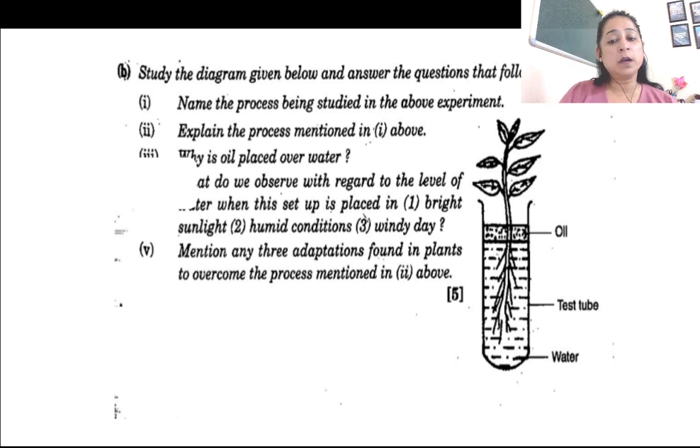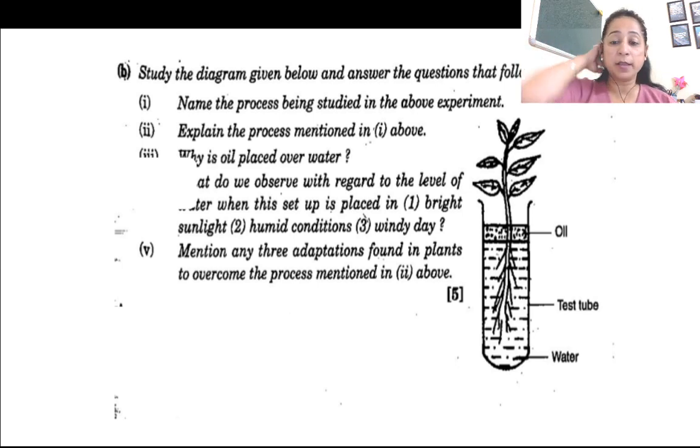Then what do we observe with regard to the level of water in the setup when it is placed in bright sunlight, humid condition and on a windy day? Now in your book these three conditions are mentioned, that is, what happens to transpiration on a bright day, on a humid day and on a windy day.